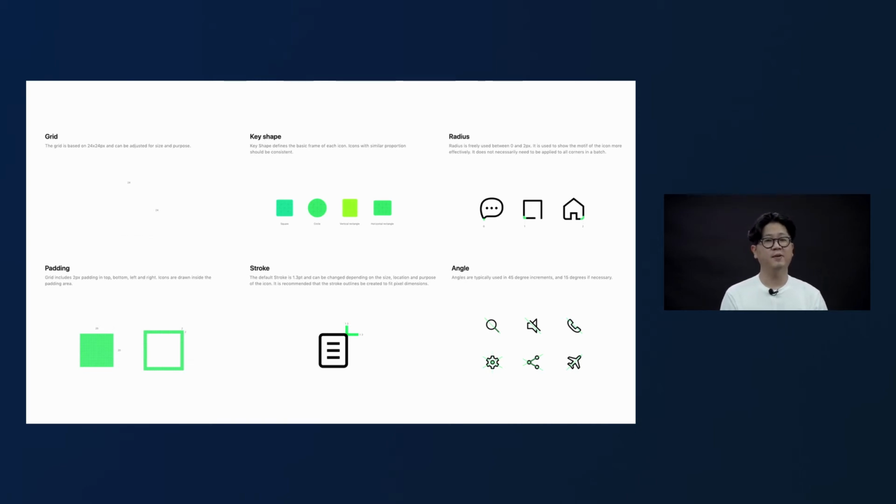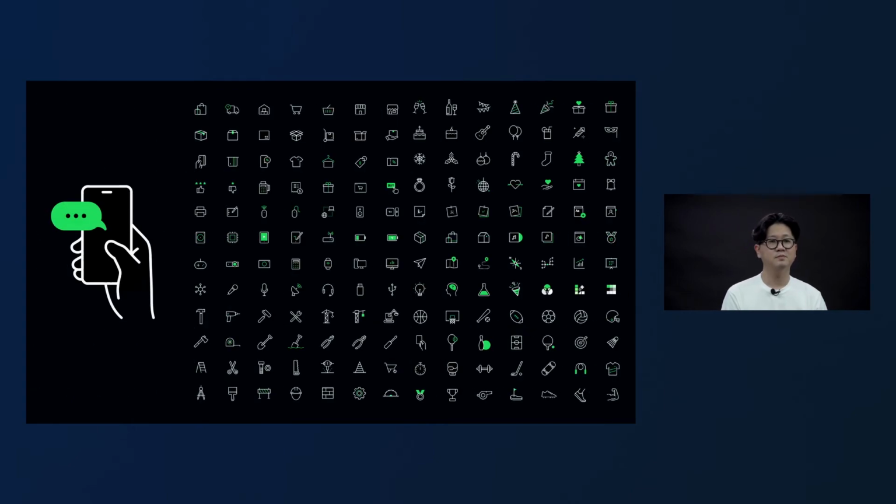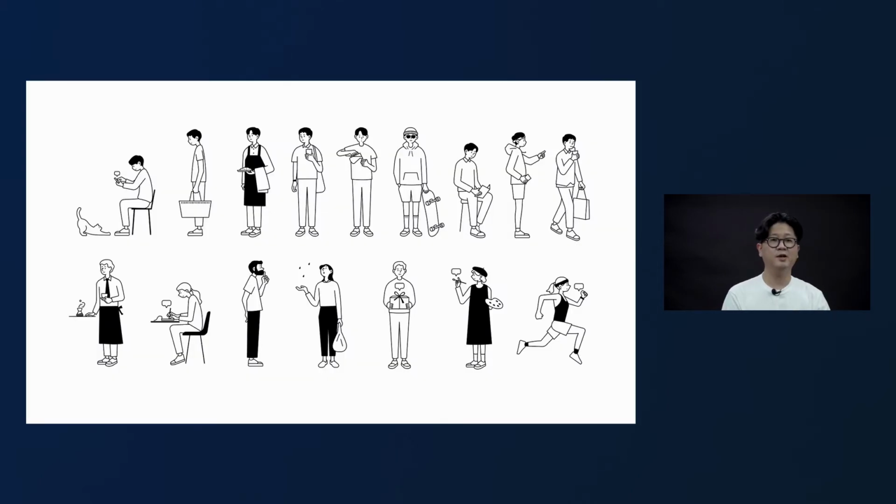If you look closely, when making the icon, we use the 24 by 24 size. Padding is 2 pixels. Key shape and stroke and radius and angles are all set so that consistent icons can be made. This was the guideline. And we have over 200 basic icons in the library, and we provide that in SVG, AI, and Sketch files. Moreover, not just for simple icons, but for pictogram variation, we use the same method.